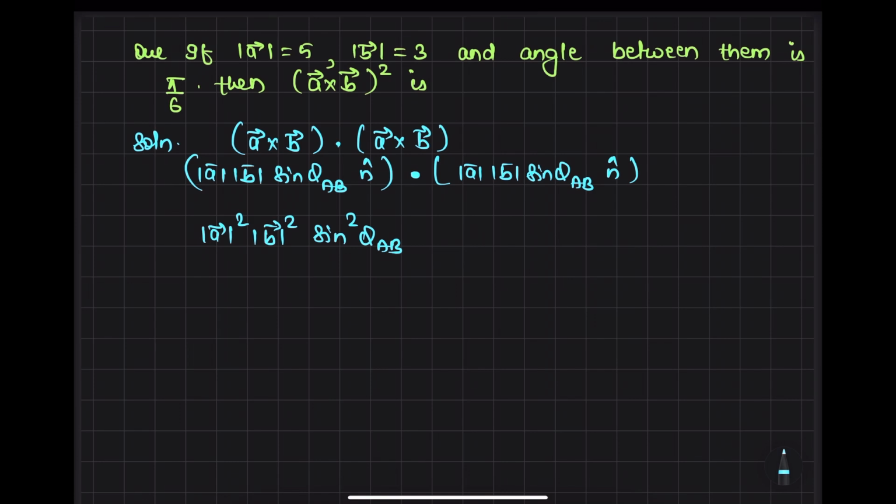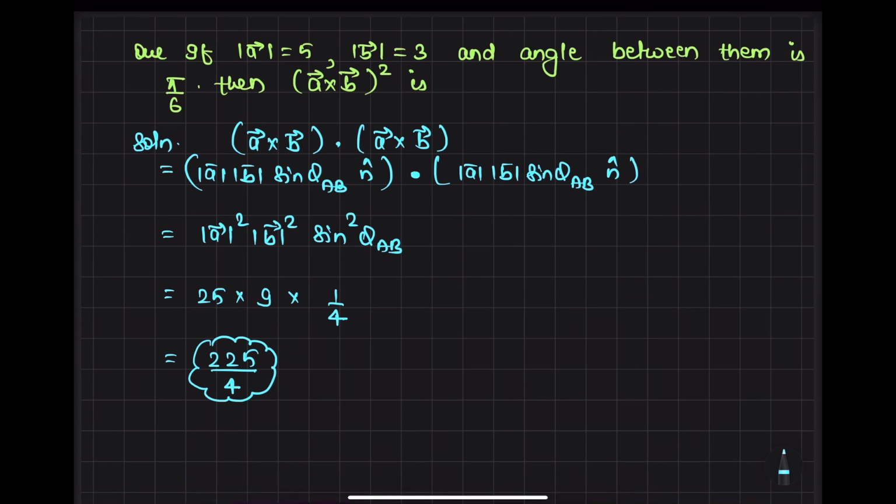Okay, so if you observe, magnitude A is what? 5. So 5 square is 25. Then magnitude B square is what? Magnitude B is 3, so it is 9. Then we have sine square theta. Theta is 30 degrees, so sine is 1 by 2. 1 by 2 square is what? 1 by 4. Okay, now if you multiply this, we will get 225 by 4. Hence the required value is 225 by 4.